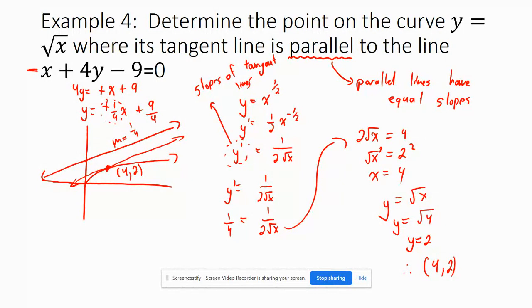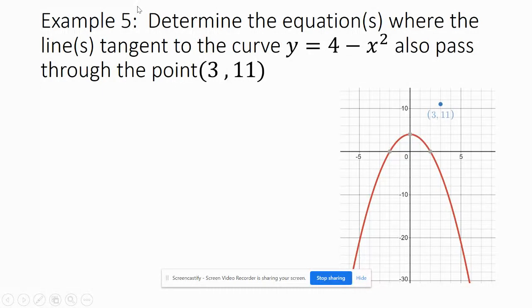All right, guys, I hope that makes sense in how we did this example. Let's move on to the next one. Okay, definitely this is going to be the harder question on this section. So determine the equations of the lines tangent to the curve that also pass through the point (3, 11). So we have the curve y equals 4 minus x squared, and then we have this line passing through the point (3, 11).